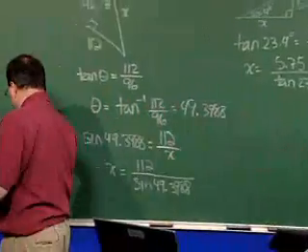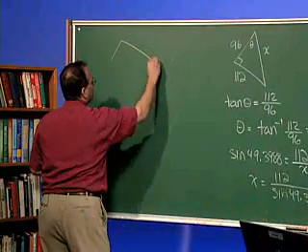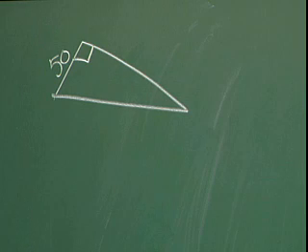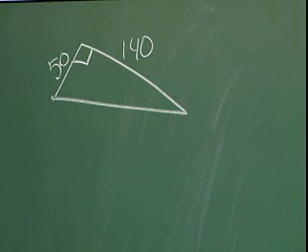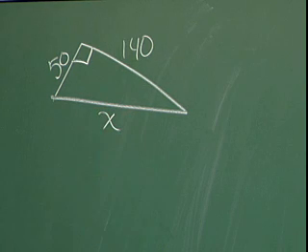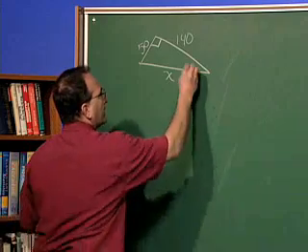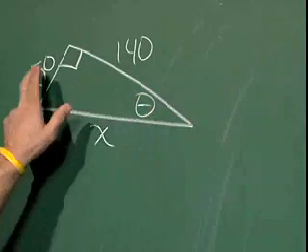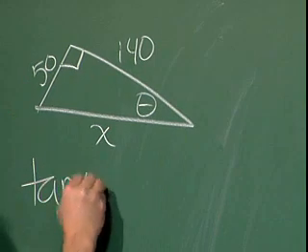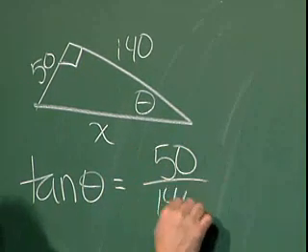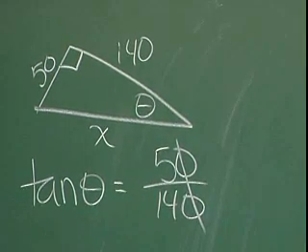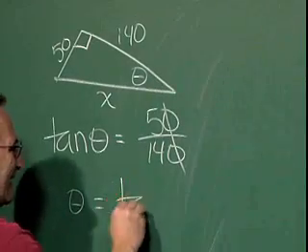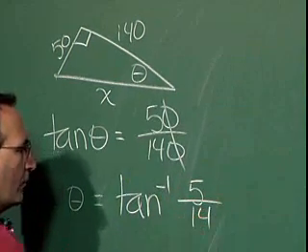Okay, so my triangle looks like this, where I have a right angle. I know that this is equal to 50, and this is equal to 140. I'm interested in side x. So once again, if I choose one of these angles to call it theta, then I can use the tangent of theta is equal to the opposite over the adjacent. So tan theta is the opposite over the adjacent, which of course I can reduce to 5/14. Now on the calculator, we can figure out that theta is going to be the tan inverse of 5/14.